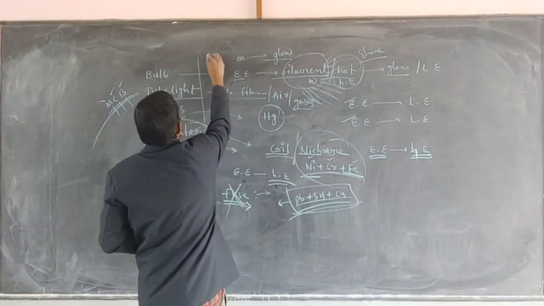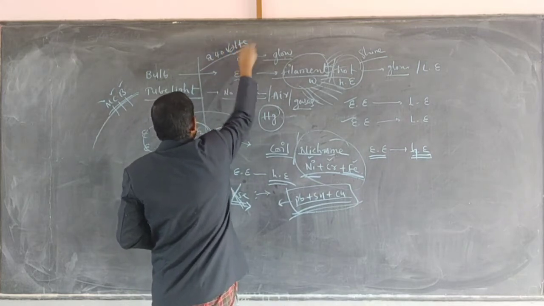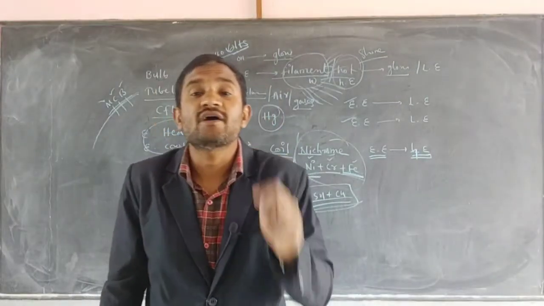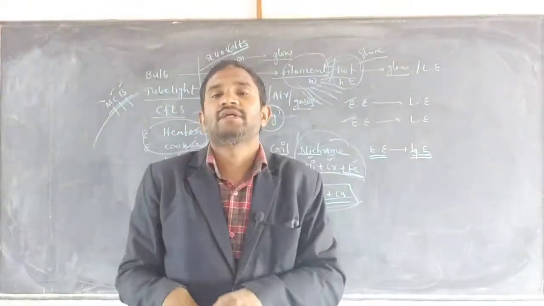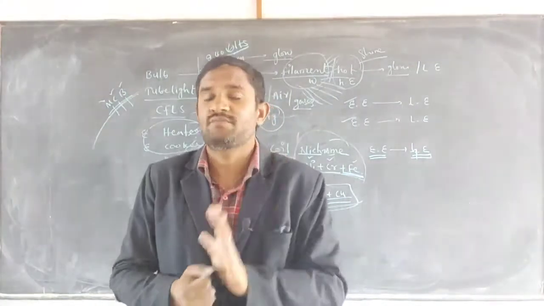The potential difference between the two wires is what? 240 volts. These two wires should first come near our meter only. That is the most important thing.